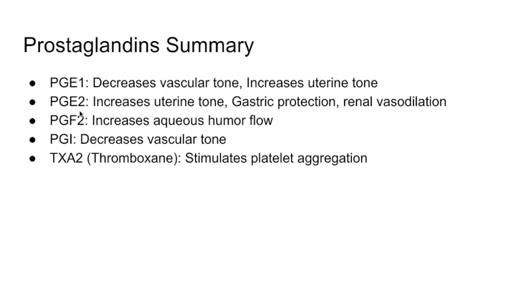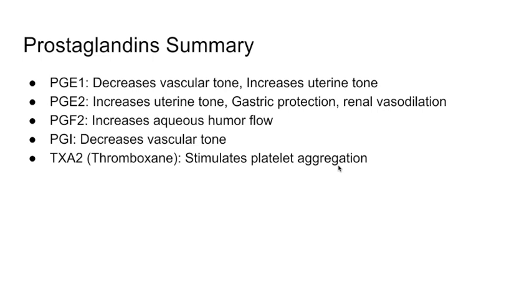So that's prostaglandin E2. Prostaglandin F2 increases the aqueous humor flow, so in the eye, it increases the flow of the aqueous humor. And then prostaglandin I decreases vascular tone. And finally, not a prostaglandin, but more of a cousin to the prostaglandins that is usually lumped in the same category, is thromboxane. Thromboxane A2 actually stimulates platelet aggregation.